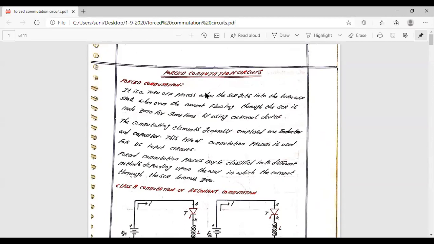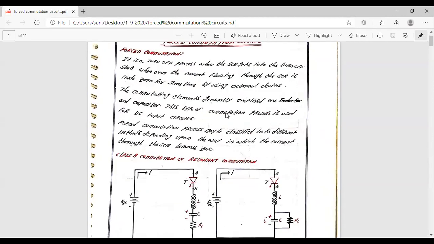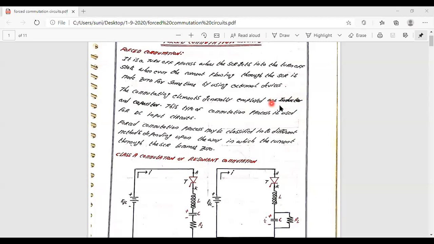Yes, sir. Okay, so here, whenever you are going to consider the basic elements used in the computation, they are going to be nothing but the inductors and the capacitors. The main purpose of the inductor is going to be to limit the charging rate of the capacitor.